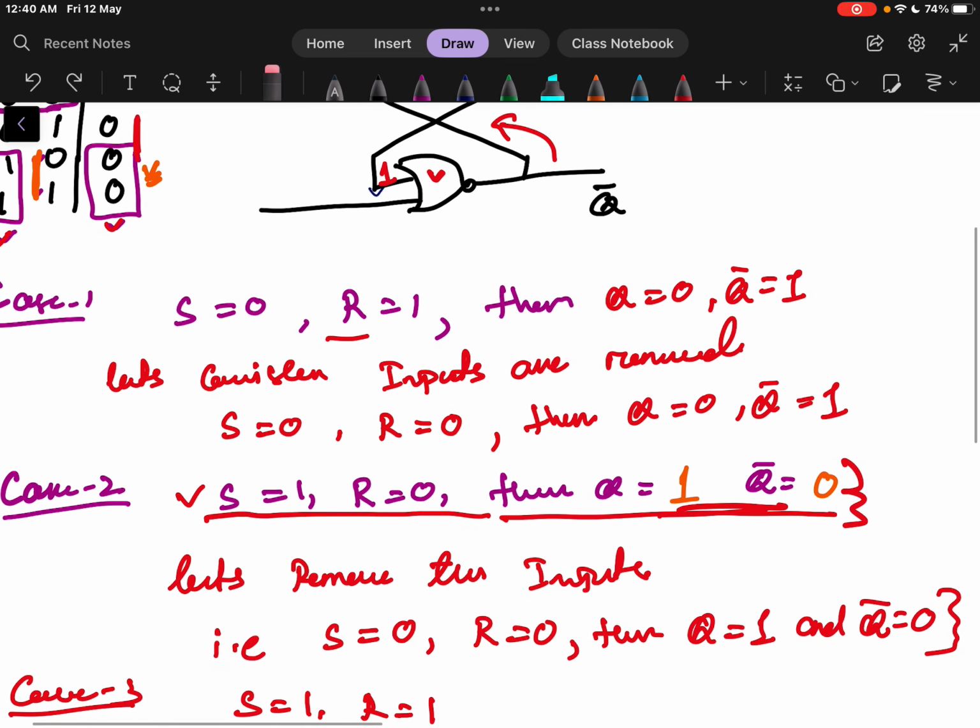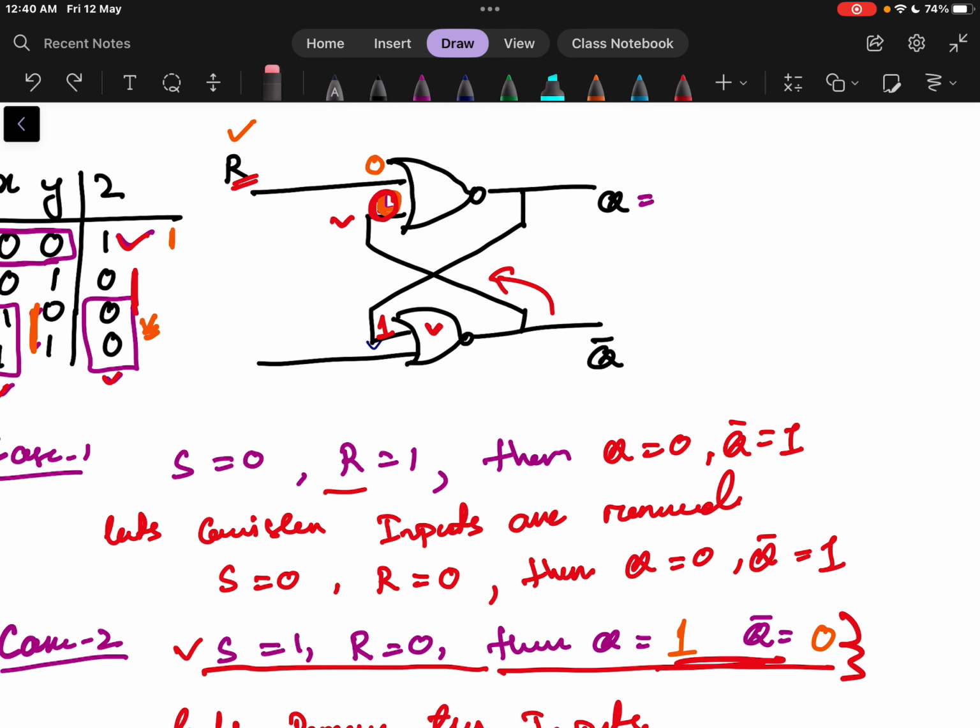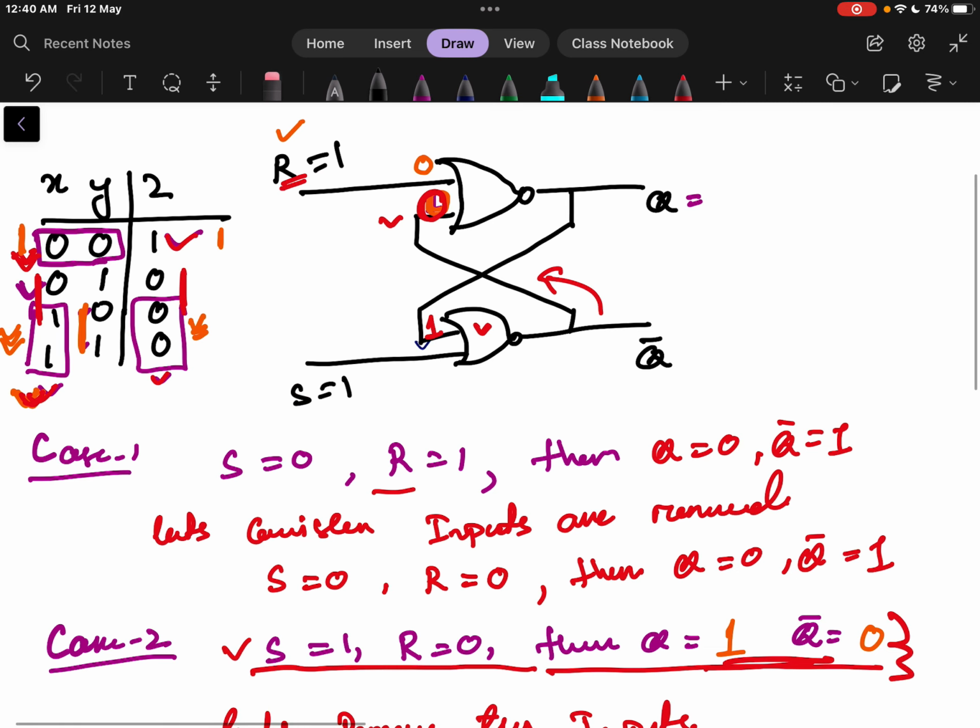Okay. So, when S equals 1 and R equals 1, what am I doing? R equals 1 and S also equals 1. When the values are 1 1, both the inputs are 1 in both the NOR gates. In this case, the output will be 0 0. So, the output is 0 0 here, fine.